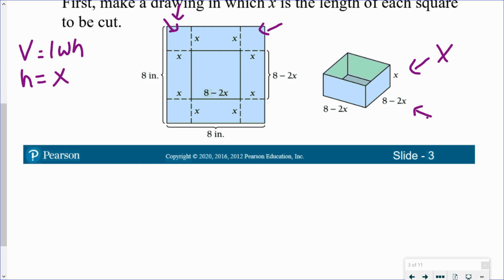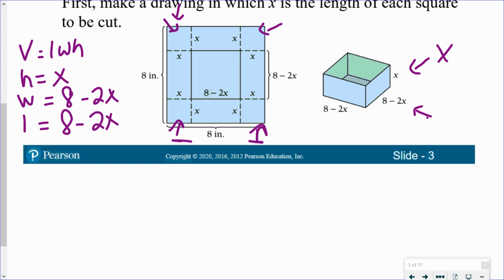If the box starts out 8 inches wide, I have to fold up X on one side and X on the other side. That is folding up 2 X's. So my width is going to be the 8 inches that it started out minus 2 X's. There's 1 X on this side and 1 X on this side. My length will be the same thing because this was a square, so 8 minus 2x. Now I have my general volume formula, and I have length, width, and height all in terms of x. So we're going to go ahead and fill that in.